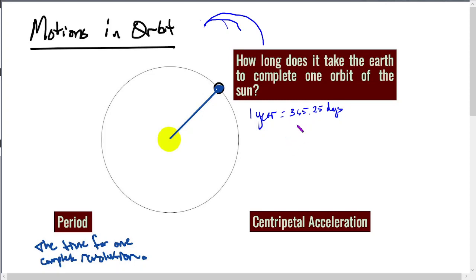But from this we have the definition of a period, which is the time for one complete revolution of any object around any other object. That is true for any kind of cycle. If we have a second hand traveling around a clock, the time it takes to go all the way around is 1 minute, so the period of the second hand is 1 minute.